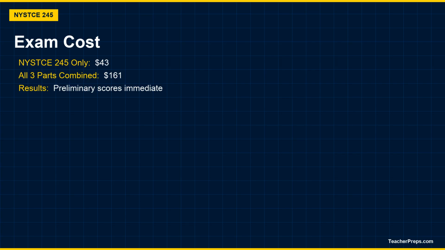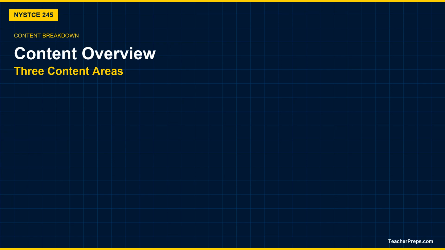Now let's look at the 3 content areas covered on the NYSTCE 245. The exam tests your knowledge in science and technology, social studies, and a combined area covering fine arts, health, and other subjects. Science and technology makes up 40% of the exam, about 16 questions. This includes physical science, life science, earth science, and basic technology concepts.